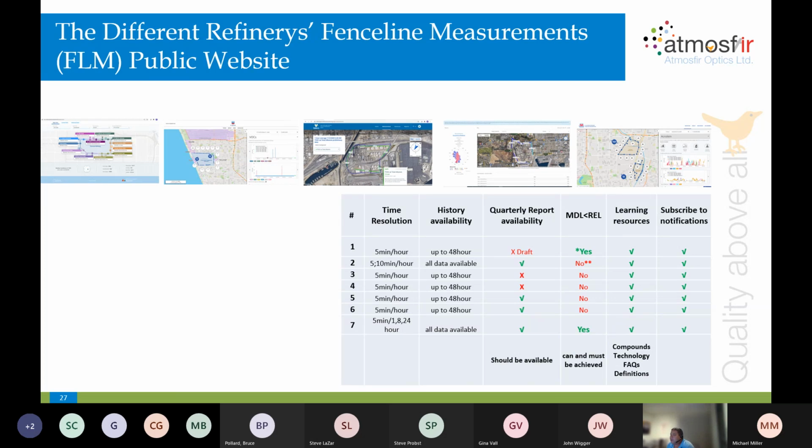History and availability of the data. All the refineries give you the ability to see the last 48 hours in real time.